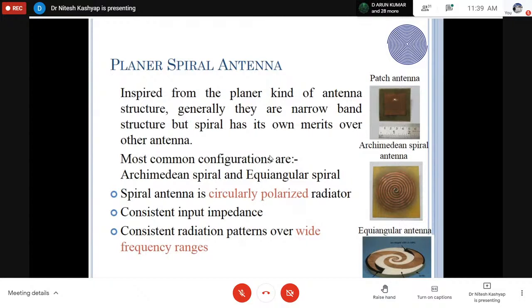Why do we call it a planar antenna? Inspired from planar kinds of antenna structures, generally they are narrow band structures, but the spiral has its own merits over other antennas. The most common configurations are the Archimedean spiral and the equiangular spiral. Before we discuss these antennas, I want to differentiate the patch antenna from the spiral antenna.